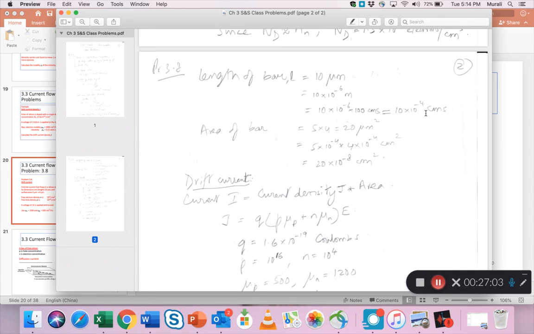So that's 10 raised to the power minus 4 centimeters, because we know there are 100 centimeters in each meter. Similarly, the area of the bar, 5 times 4, is 20 micrometer square, or 5 times 10 to the power minus 4 times 4 times 10 to the power minus 4 when converting to centimeters. And you end up with 20 times 10 to the power minus 8.